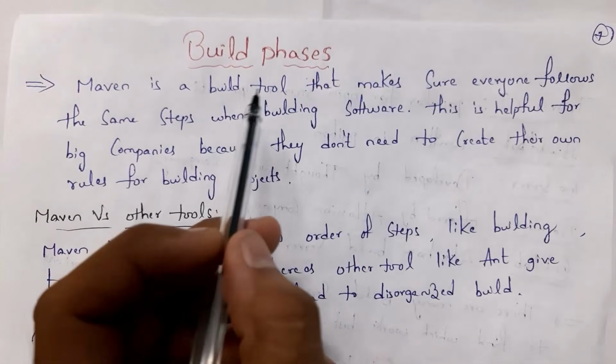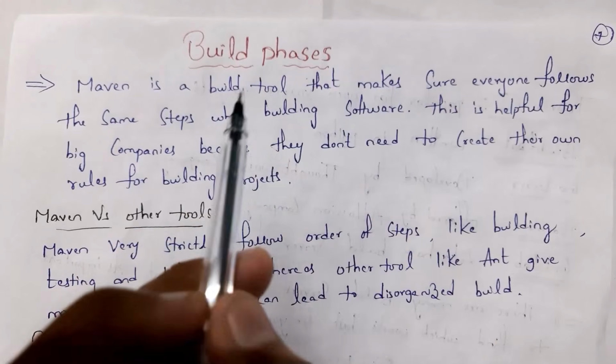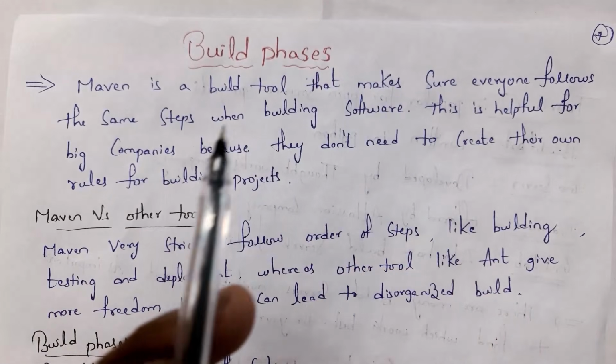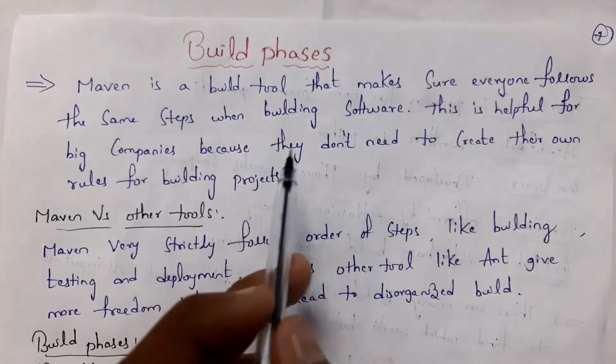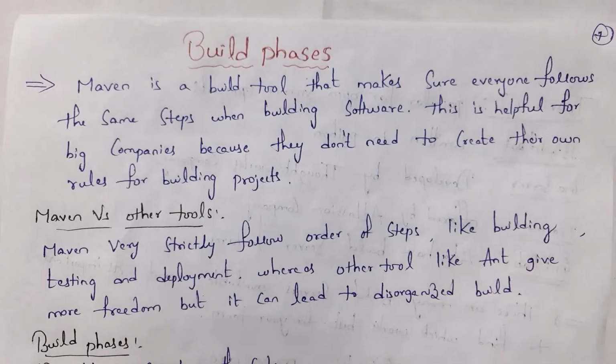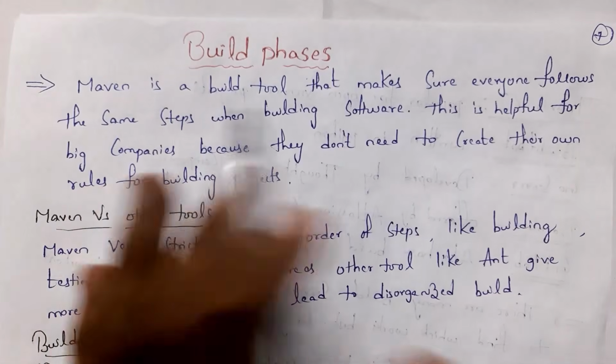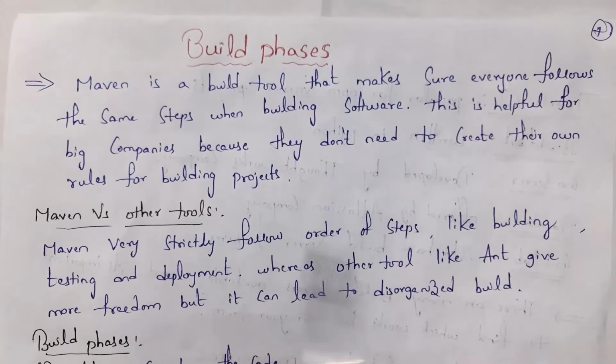Maven is a build tool that makes sure everyone follows same steps when building software. This is helpful for big companies because they don't need to create their own rules for building projects. Guys, whatever project you take, you need to follow three rules in Maven. First one is building, next one is testing, and next one is deployment. So there is no need for companies to create separate rules. Maven very strictly follows order of steps like building, testing, and deployment, whereas other tools give more freedom, but it can lead to disorganized build.